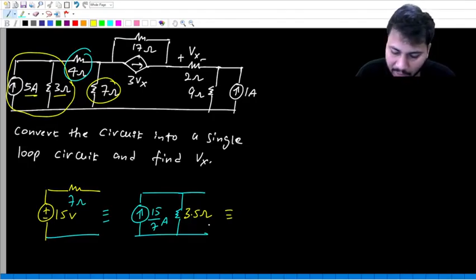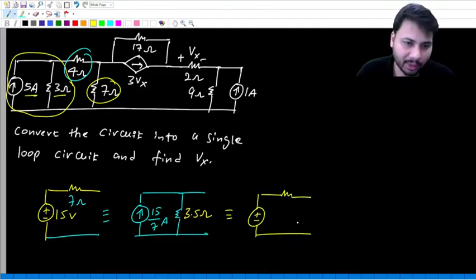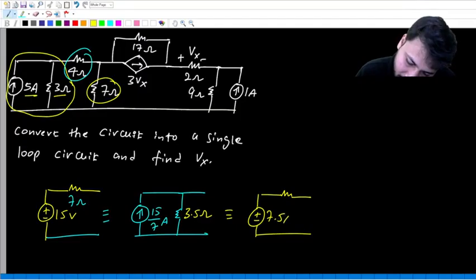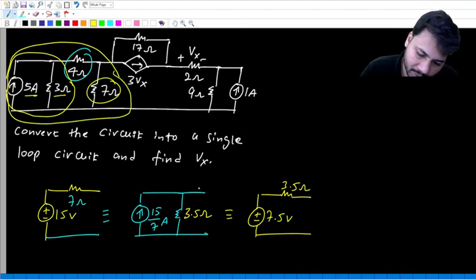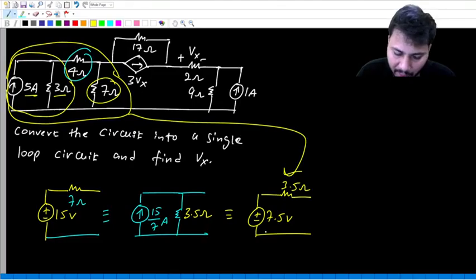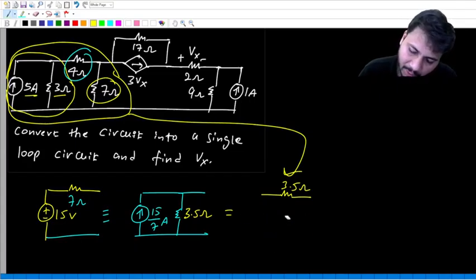So look at this combination. Current source in parallel with resistance can be transformed into a voltage source in series with the same resistance. What is the value of the voltage source? Multiply current with resistance. 15 by 7 into 3.5 is 7.5 volts in series with 3.5 ohms. So that means this entire network is equivalent to this 7.5 volts in series with 3.5 ohms. I hope you have understood how by repeated source transformation we have simplified this part of the network into a single voltage source in series with a single resistance. So 7.5 volts in series with 3.5 ohms.